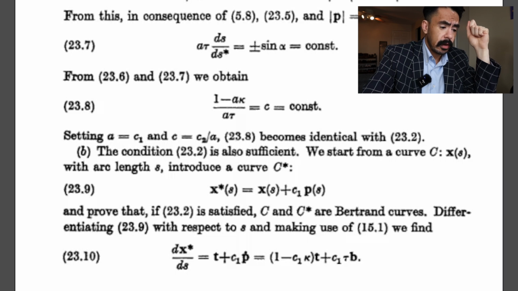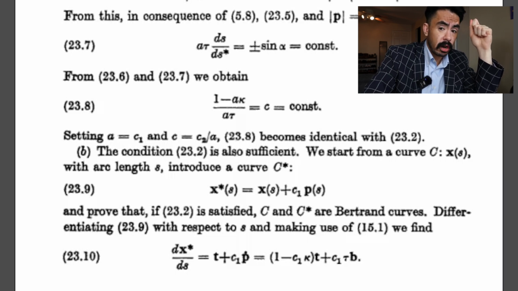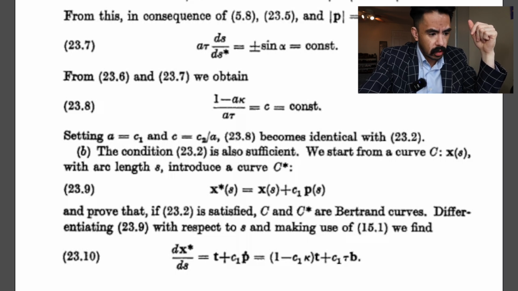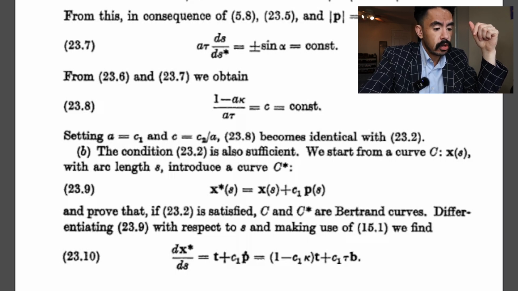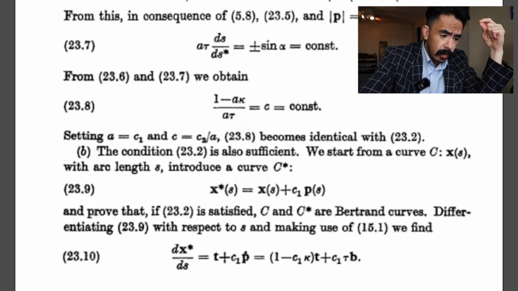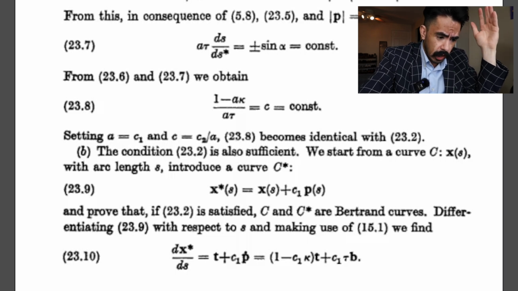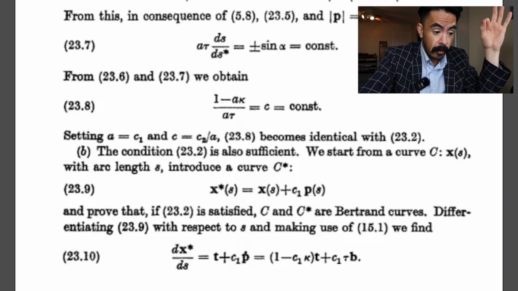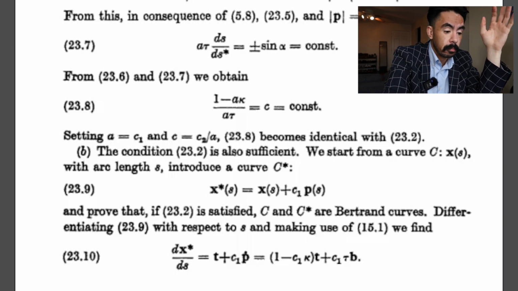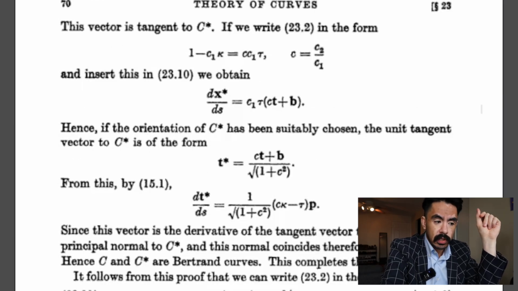So differentiating the vector parametric representation of the curve c star, given by the vector x star, with respect to s and making use of the formulae of Frenet, we find that dds of x star is equal to vector unit tangent t plus scalar c1 times the derivative in terms of arc length of the unit principal normal p, which is then equal to the quantity 1 minus c1 times kappa closed quantity times the vector t plus c1 times tau times the vector b. This vector is tangent to c star.